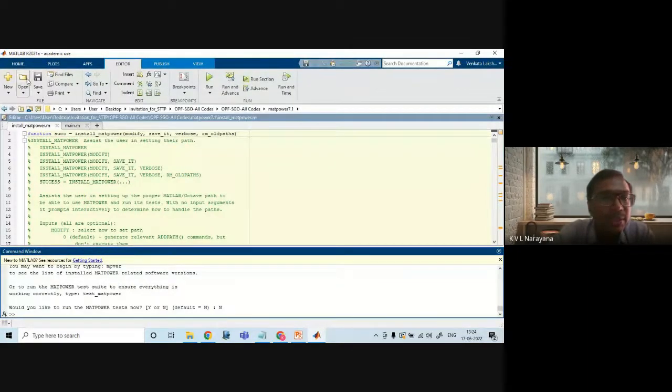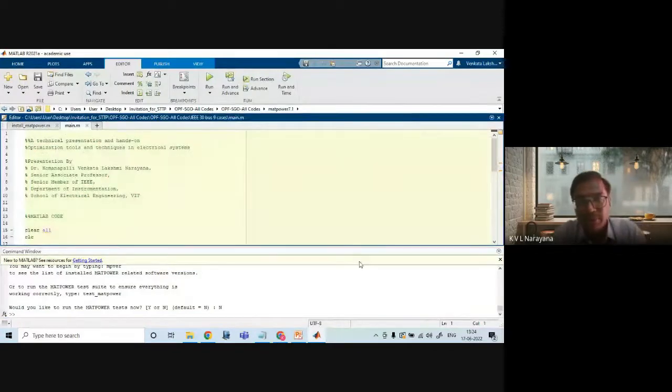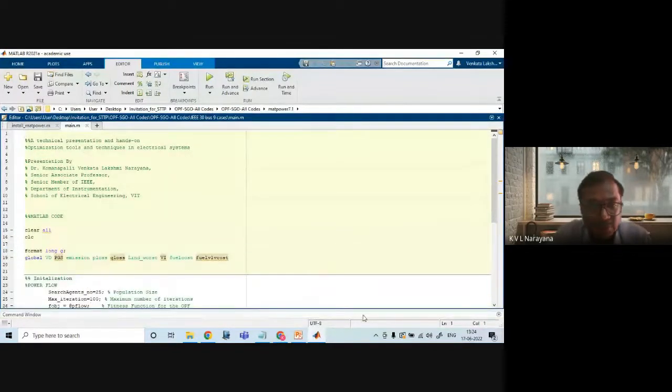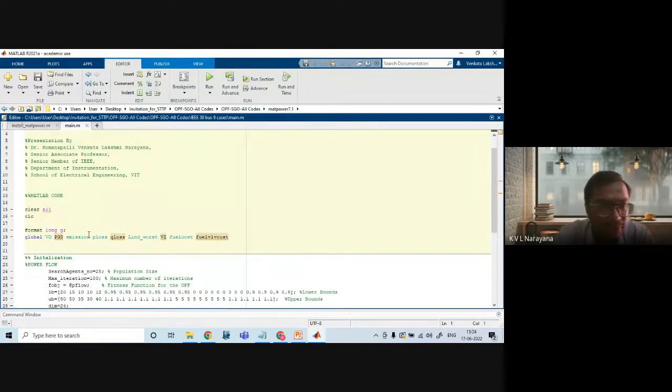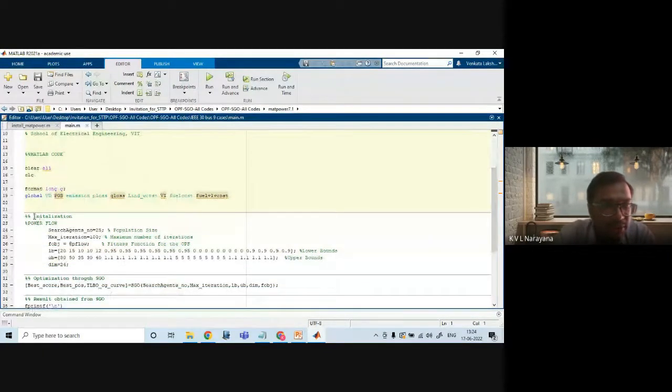After that, there is a main function, right? Now let me show this one. This is the MATLAB code of the algorithm. You can see here, initially there is initialization. We have taken the optimal power flow problem, for which I have selected the population size as 25. What does it mean? Population size equal to 25 means there are 25 initial solutions. Out of 25, we have to select the best one.